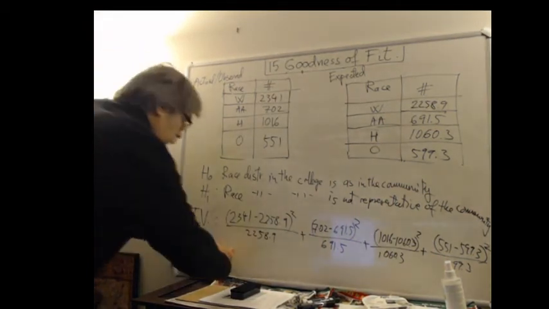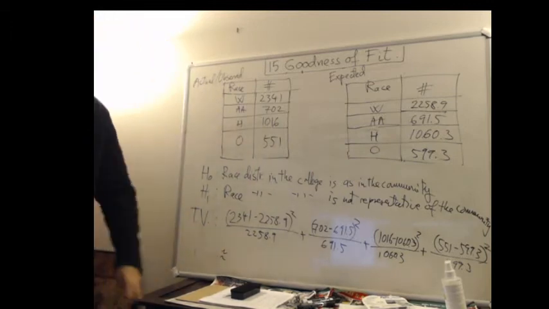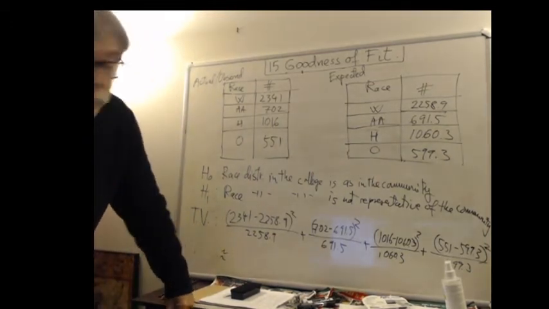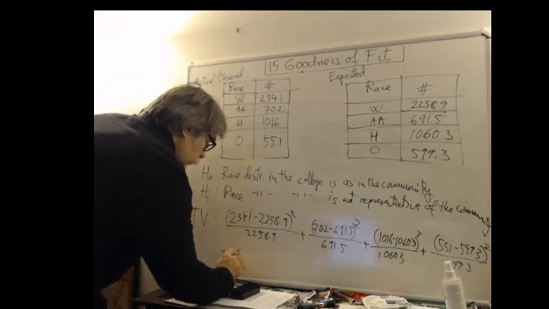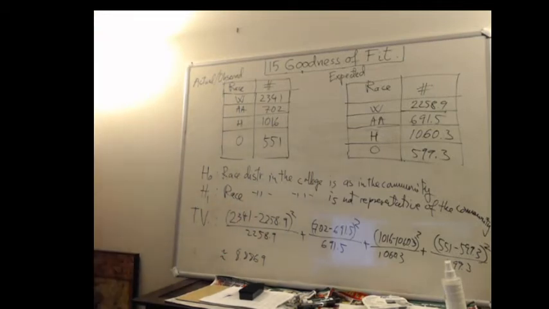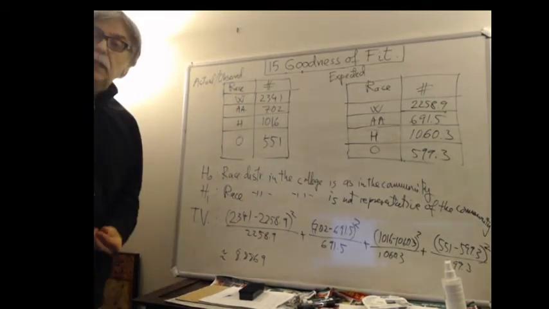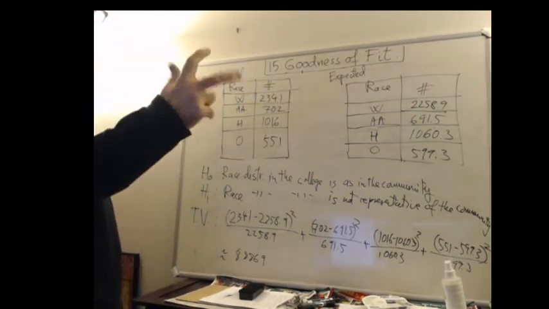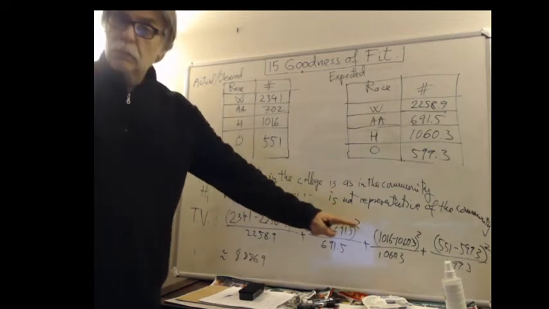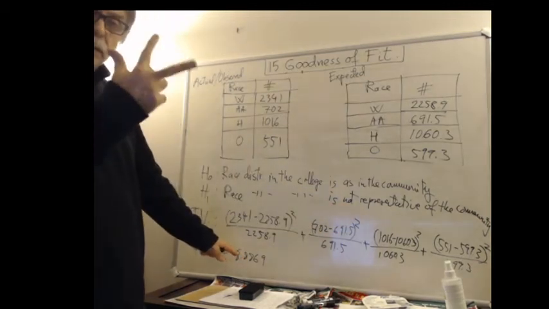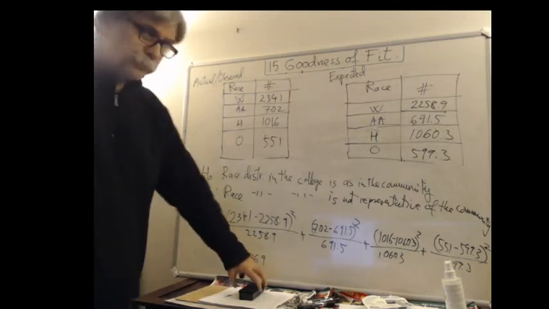And I got this number calculated somehow. I got 8.8869. That's the test value. Since I calculated that now, with 4 categories, it is an instance of a chi-square random variable with 3 degrees of freedom.